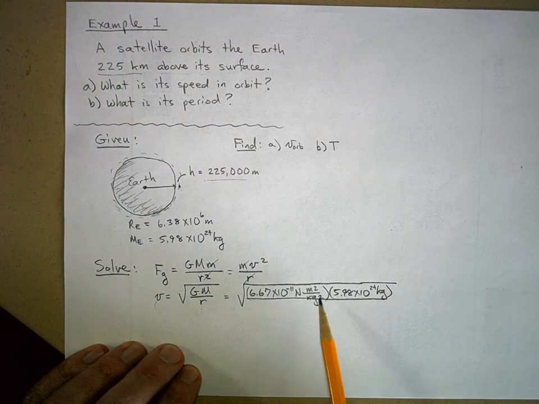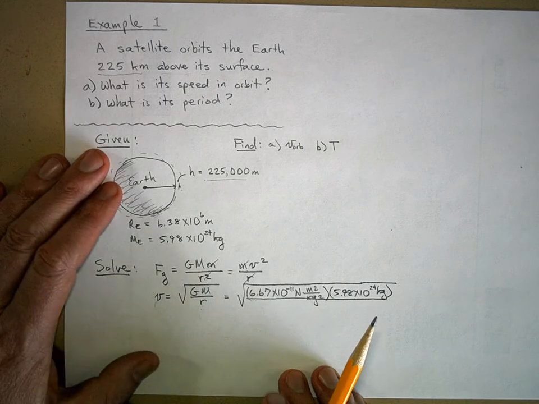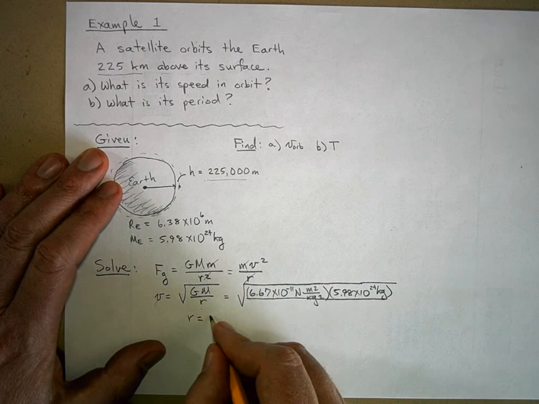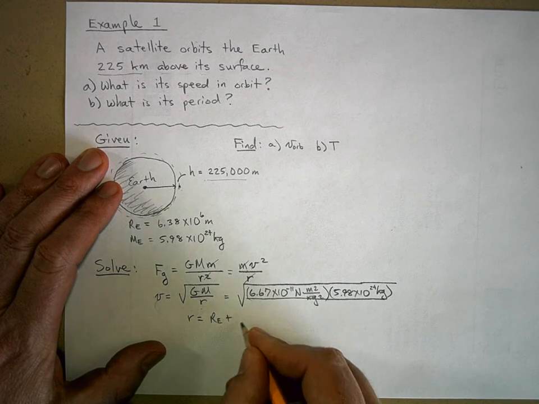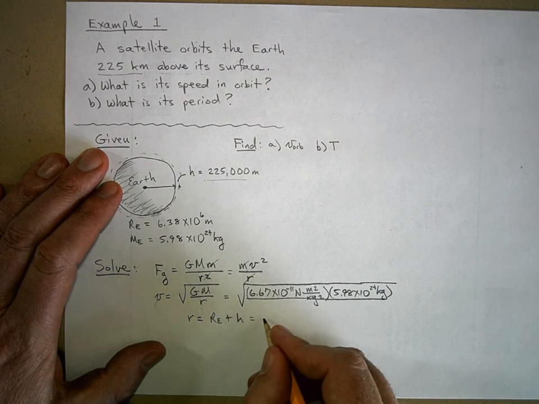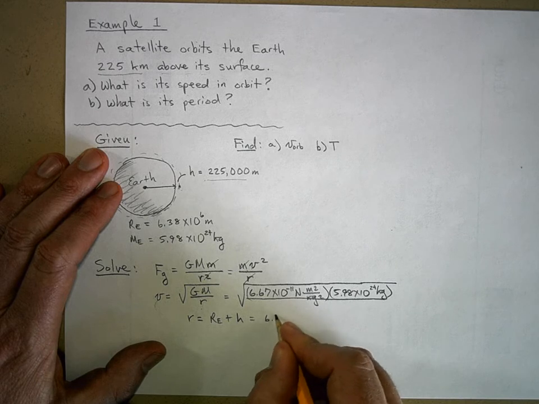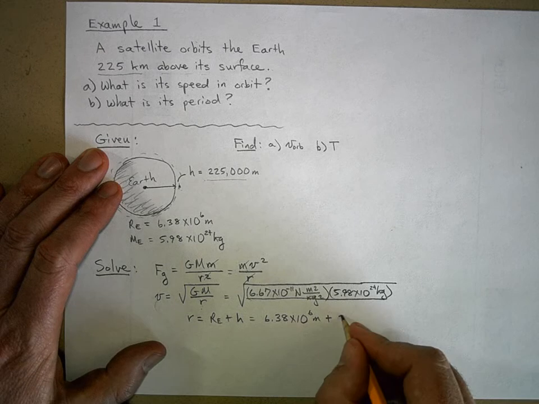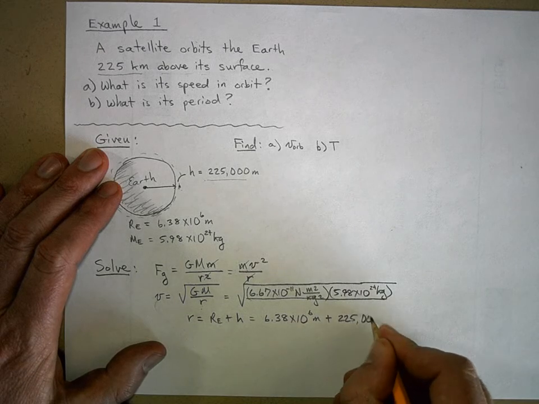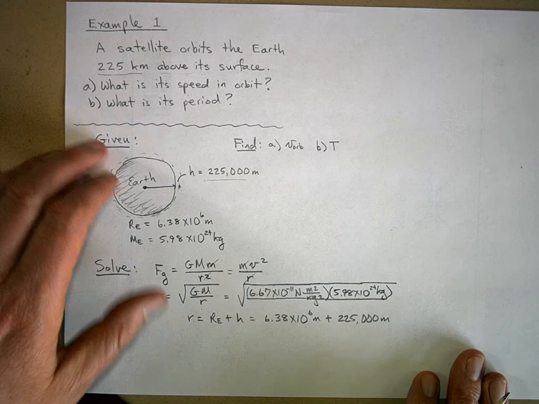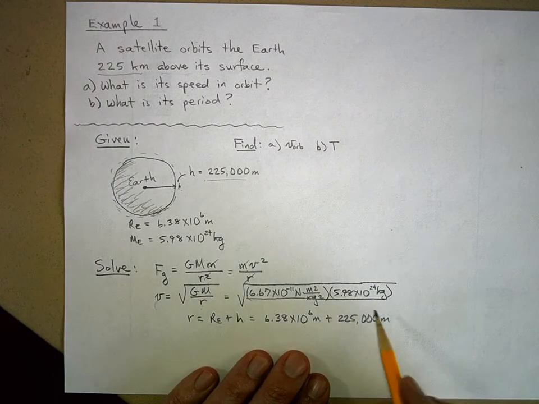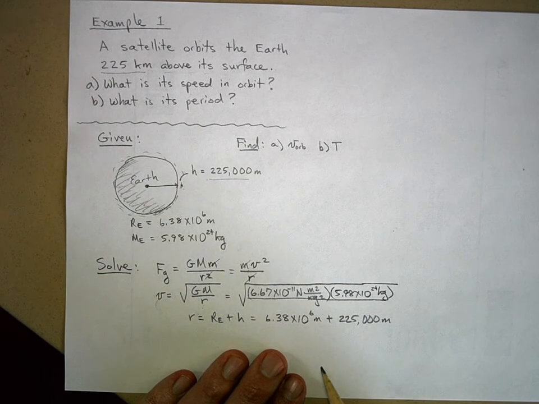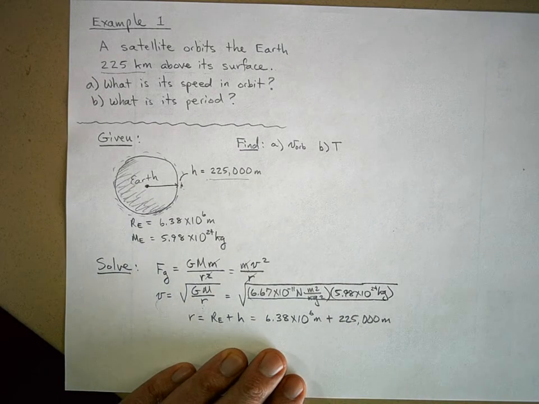So what do we have to do to figure out what r is? Exactly. So the radius of my orbit is going to be the radius of the Earth plus my height above the Earth. So that's going to be 6.38 times 10 to the 6 meters, plus my height, 225,000 meters. The biggest mistake students make is they leave this in kilometers. You can't add kilometers to meters. Yes? Can you make it a little bigger? Okay.